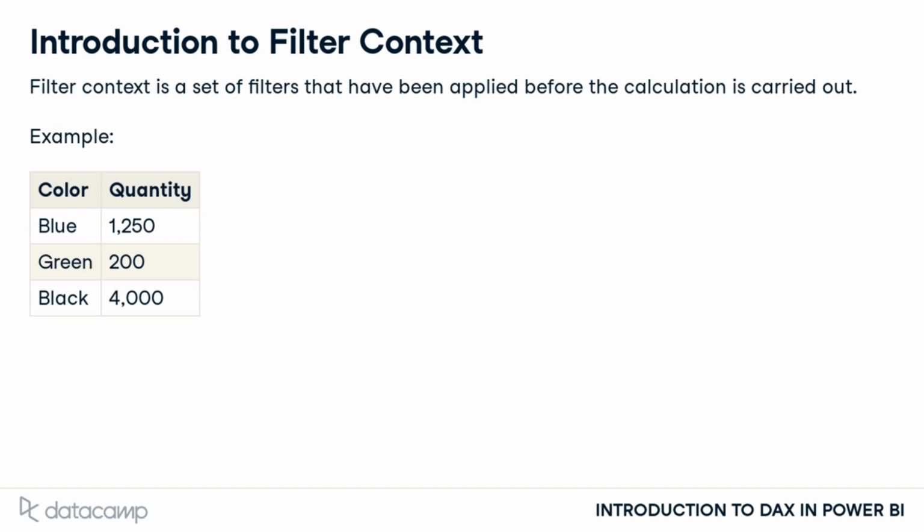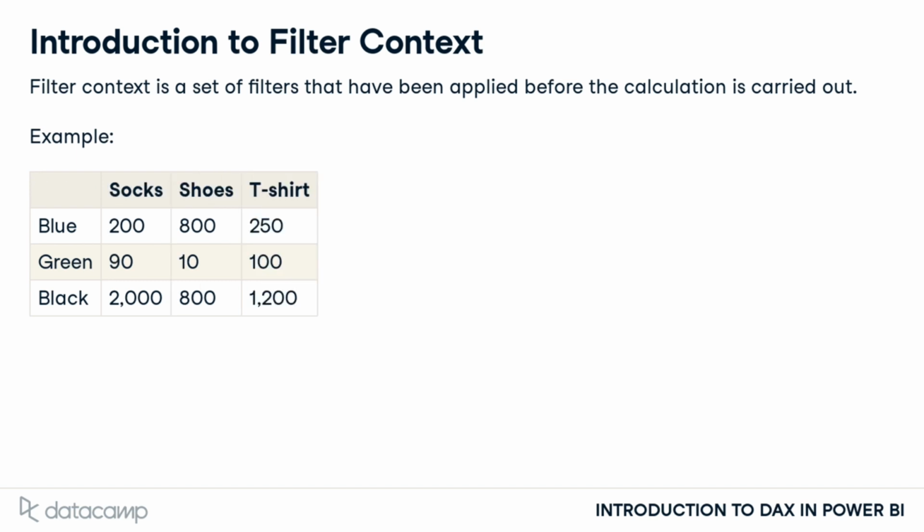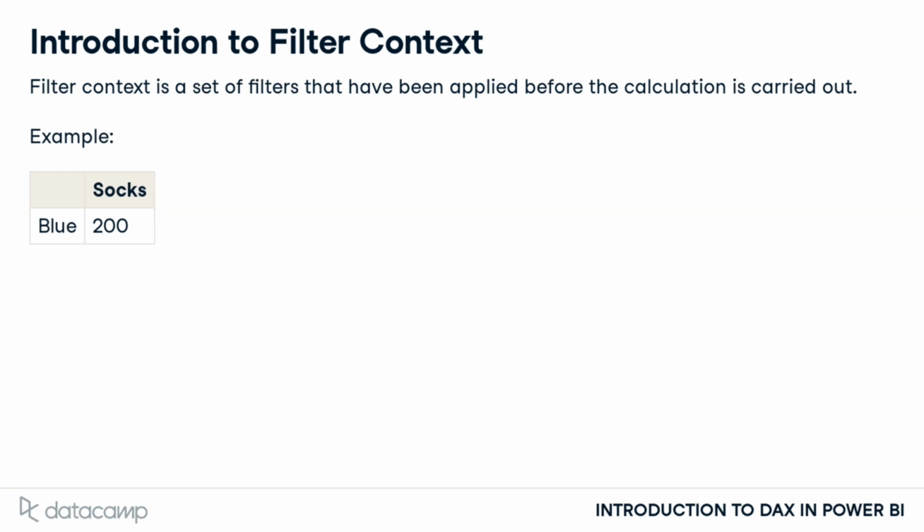Starting from our original table, we can extend this further by creating a matrix of color versus product category. This changes the filter context again, because for each data point that is returned, Power BI is applying filter context. For blue socks, a filter is being applied for color being equal to blue and product category being equal to socks.